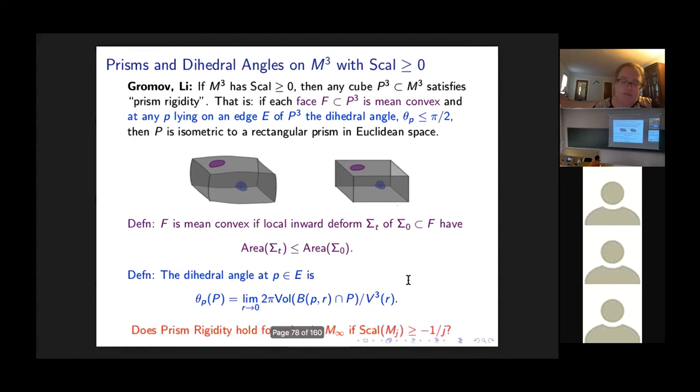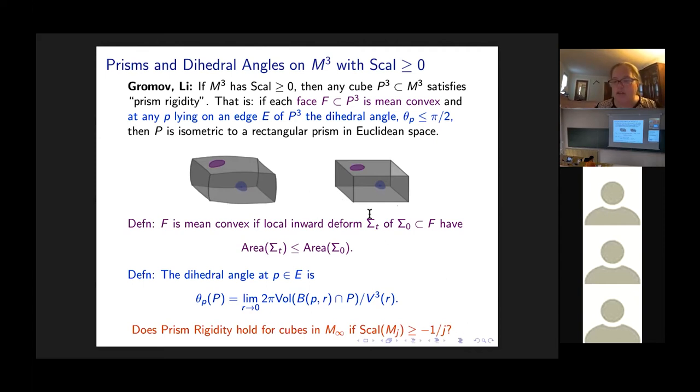And so you can ask, does prism rigidity hold for cubes in M_infinity if scalar curvature of M_j is greater than or equal to -1 over j? All right, so there are no examples related to this question. It's an open question. If somebody wants to try to make such examples, we might possibly be able to get at some using the same idea we're using for the tori. So it's possible that will also fail, but this is another key property that Gromov has defined as being crucial towards what would be a natural scalar non-negative property.